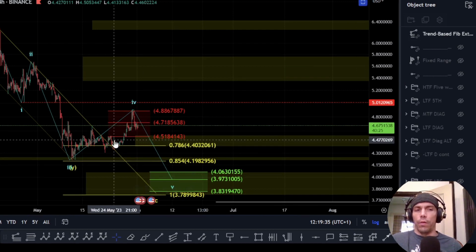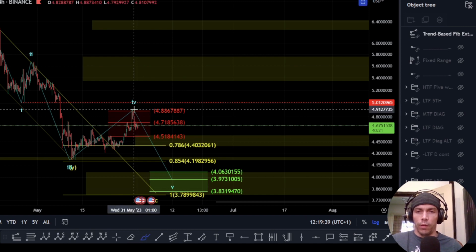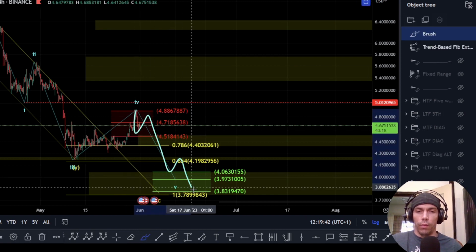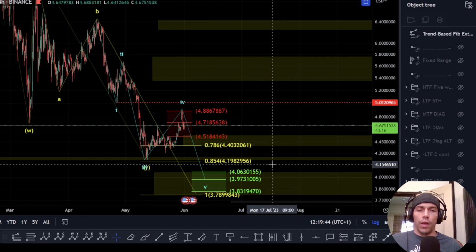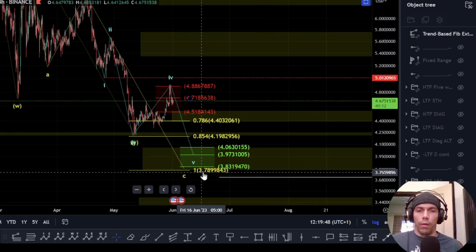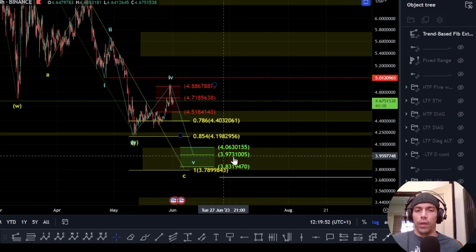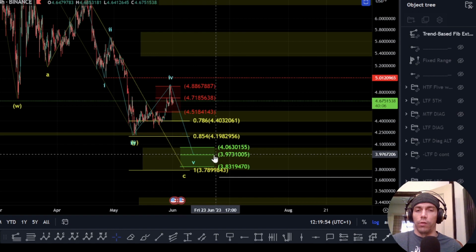Once again, we have the same idea here. Invalidation comes at this $5.01, and we'd want to see this price action start to break down here for a 5-wave move. 1, 2, 3, 4, 5. Now within this count, what we'd be looking for is the same target. 1-to-1 of the C wave is actually here at this $3.78, which would be back into the bottom of this target box like we discussed before. This is quite an interesting zone.